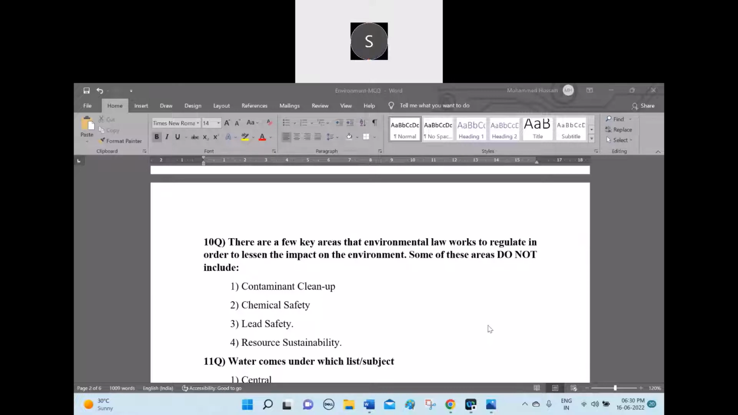Resource sustainability. Wrong. Next option. The answer to the 10th question is lead safety, because lead comes under the chemical only. I fabricated it. So right answer is lead safety. But chemical safety covers everything. So first is relevant, second is relevant, third is not relevant, fourth is relevant. So right answer for the 10th question is third, lead safety.